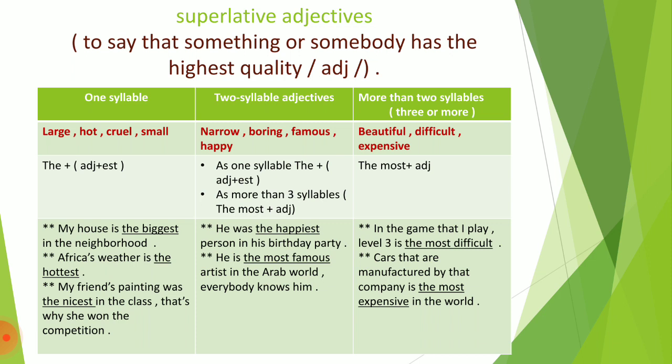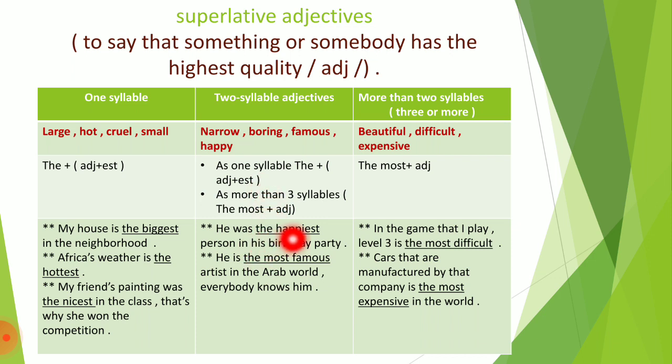حكينا عن ال two syllables إنه we are going to divide them into two parts. رح نقسمهم لجزئين. جزء رح نعاملهم على إنهم one syllable، فرح أستخدم معهم اللي هو الadjective plus est. الجزء الثاني رح أعملهم على إنهم long adjective. بالlong adjective رح أستخدم the most، يعني مثلا رح نحكي the most beautiful, the most difficult, the most expensive. فرح أعامل جزء من two syllable adjectives بهاي المعاملة.